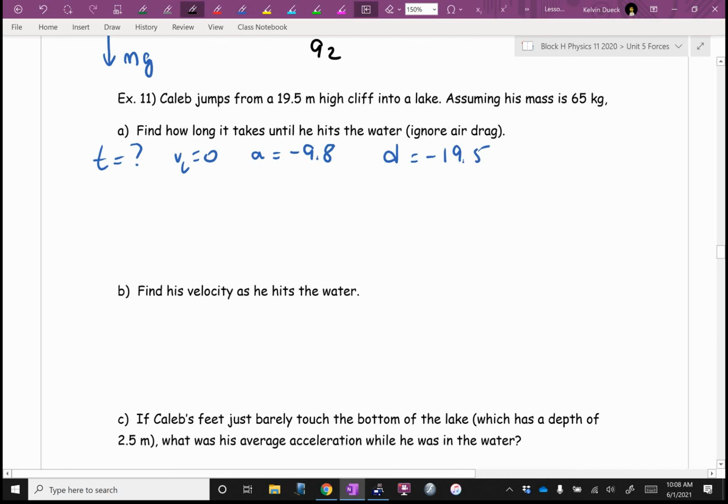Which equation? Liam. Oh, you're so good. Get the t by itself. I'm going to go like this. Divide by 0.5a, square root.